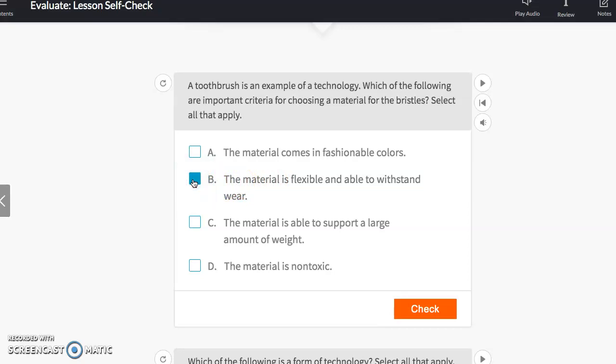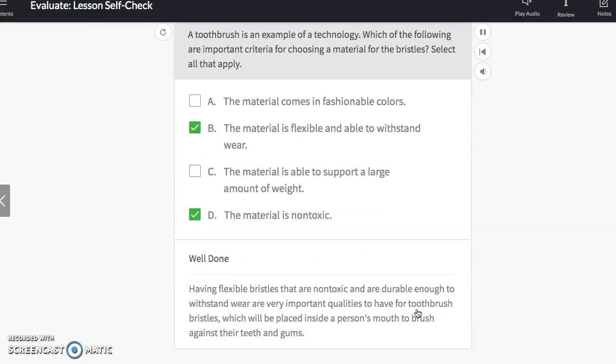Does it have to support a large amount of weight? No, it's just your teeth. Does it have to be non-toxic? Yes, because it's going in your mouth.